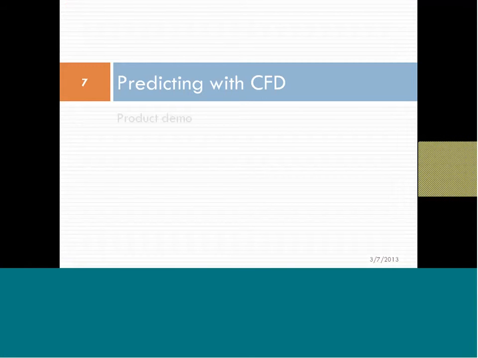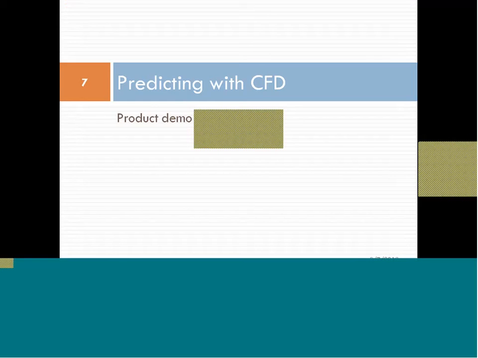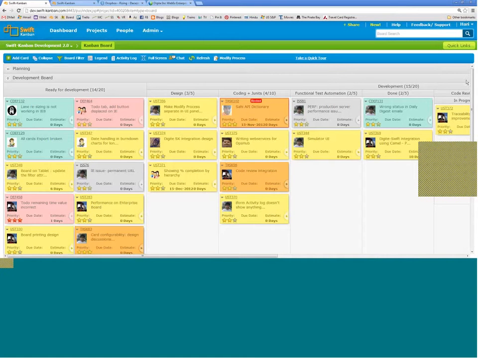Moving on to actually showing you how we use a Kanban board and a cumulative flow diagram to predict what the future is going to be. This is a snapshot of our development board. It's a real life project. This is our project development board.